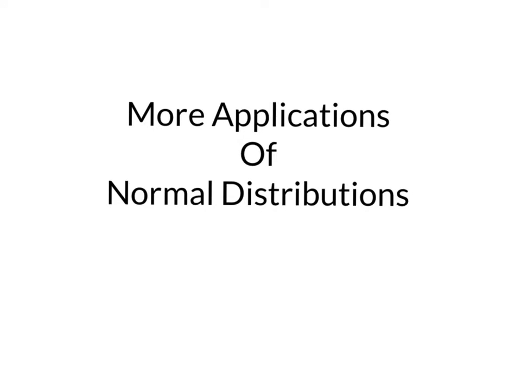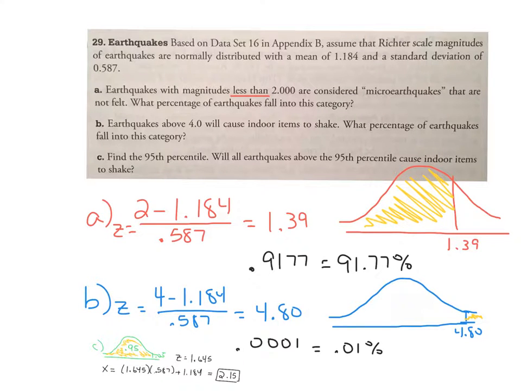So here we go. The question says, earthquakes, based on data set 16 in Appendix B, which we don't really need to look at. Assume that the Richter scale magnitudes of earthquakes are normally distributed with a mean of 1.184 and a standard deviation of 0.587. Part A: earthquakes with magnitudes less than 2.000 are considered micro earthquakes that are not even felt. What percentage of earthquakes fall in this category?